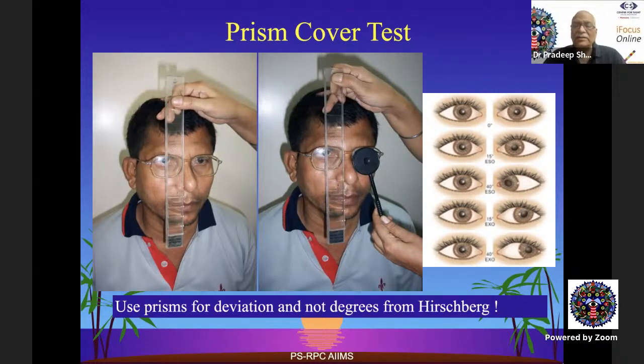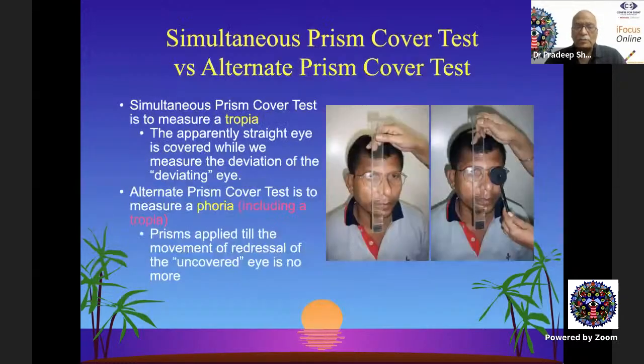And the Hirschberg's is only to be used in situations like very small children who do not allow the prism bar to be placed in front of their eyes. Otherwise, for all strabismus surgery purpose, a prism bar or loose prisms is the method of measuring the deviation. So there may be two types of prism cover test that we may do: the simultaneous prism cover test and the alternate prism cover test.